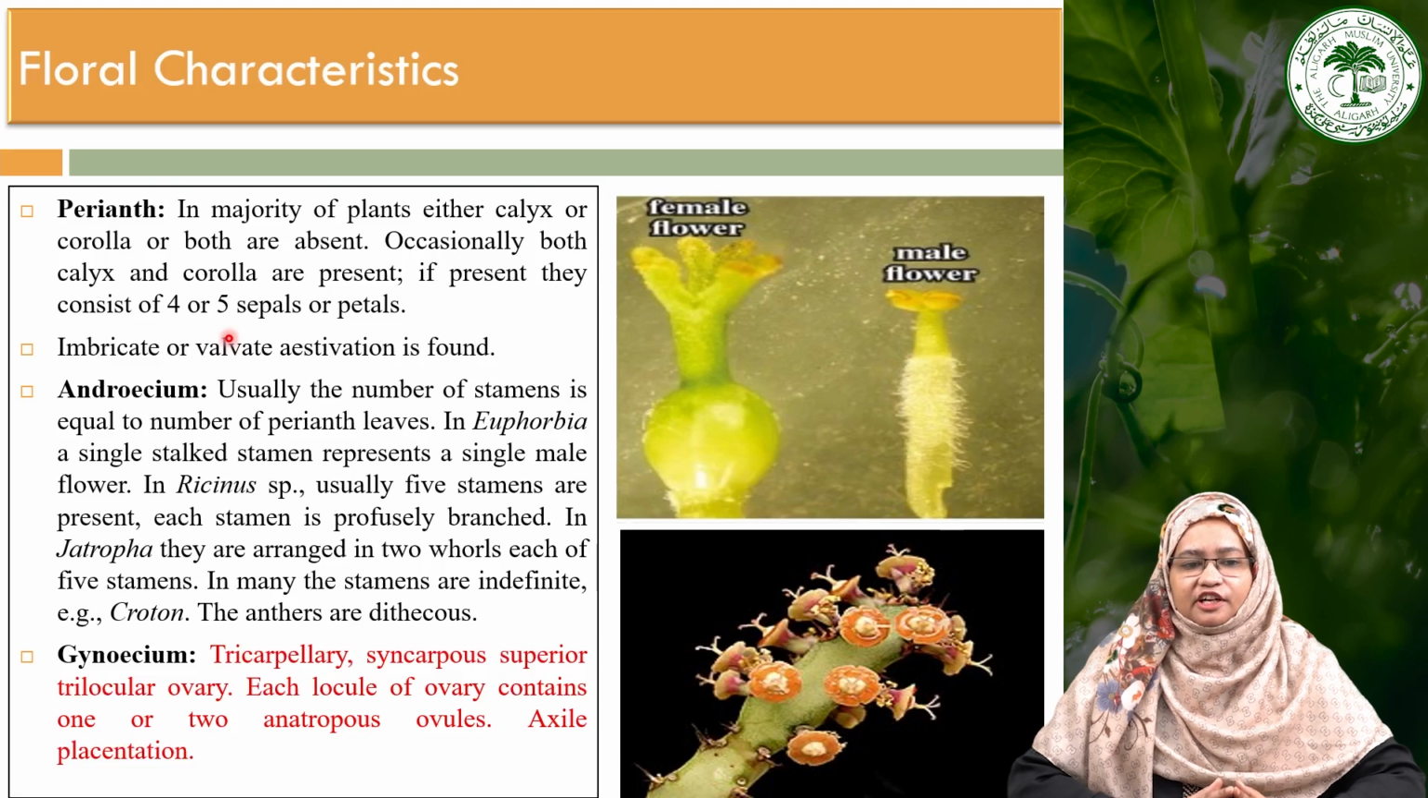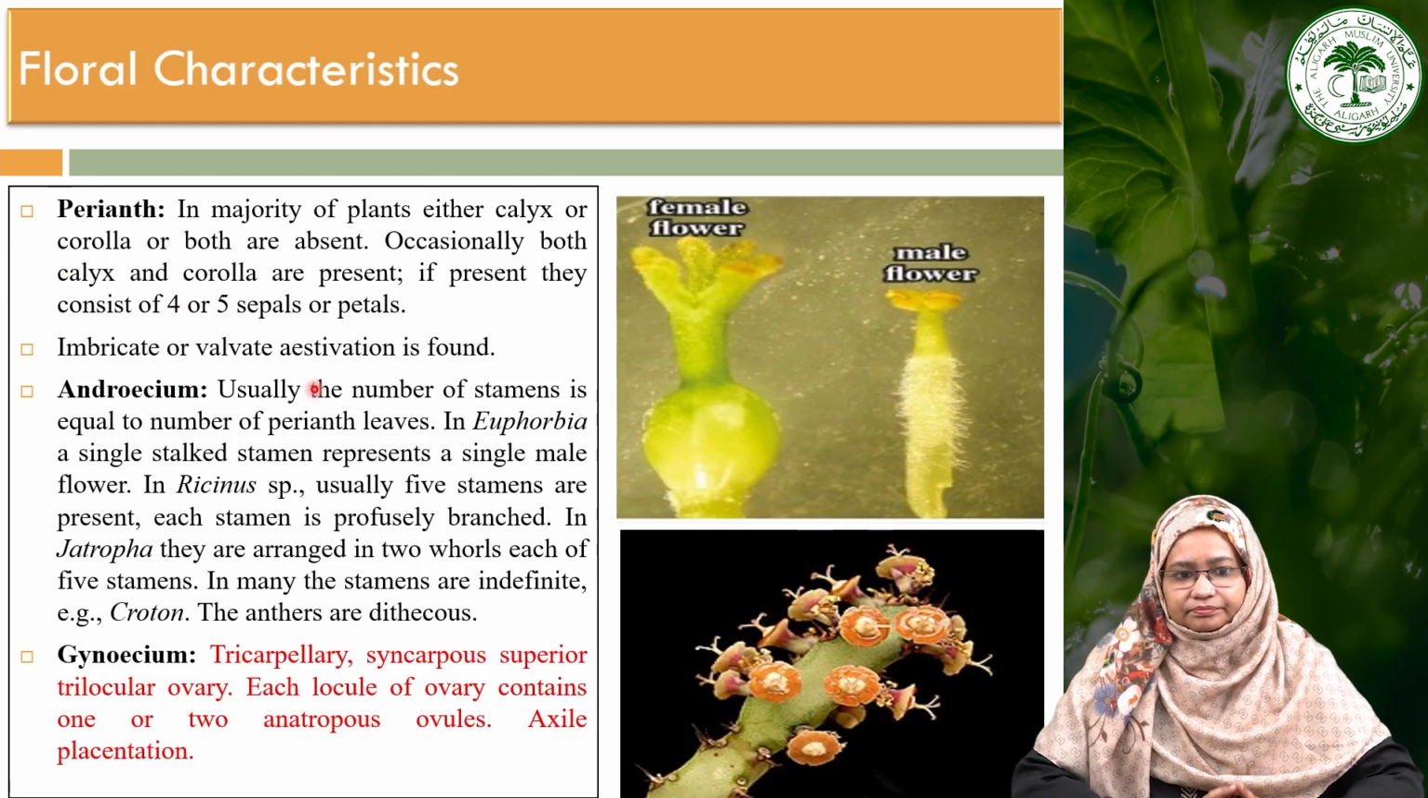They are either represented by only calyx or only corolla, and sometimes both are absent. This is quite often the condition present in the family Euphorbiaceae, where both calyx and corolla are absent in the majority of cases. But sometimes they may be present. If present, they consist of 4 or 5 sepals or petals, and they show imbricate or valvate type of estivation.